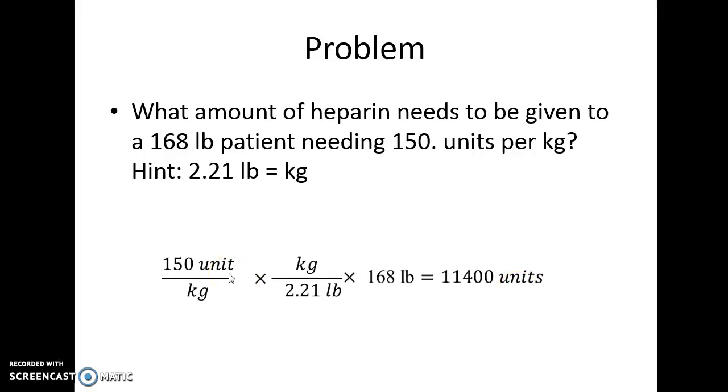I've been told you're not to use a capital U because some people think that looks like liter, and you're supposed to write out the word unit. So keep that in mind.